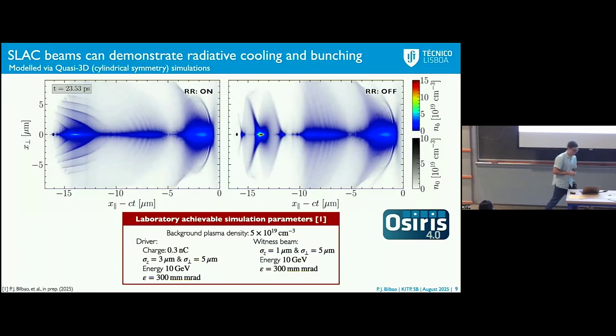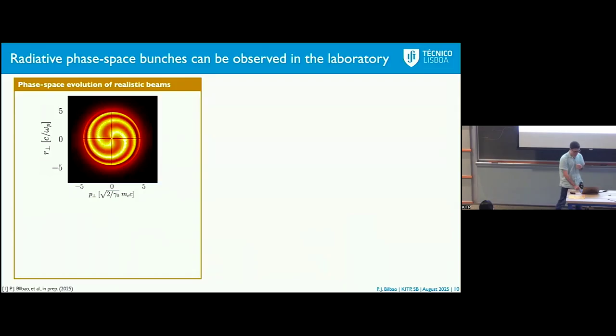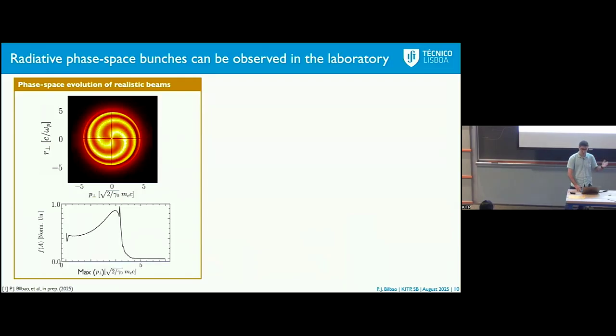If we look at the phase space of this witness beam at the rear, we see that we have formed this spiral structure, just like the theory predicted, and we can then also produce the distribution function as a function of amplitude of oscillation, and we see that we have a positive gradient here. So these beams are going to be unstable to the ion channel laser. If you're an experimentalist, you may be wondering how can we then see any of this?